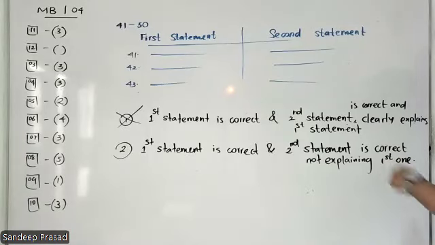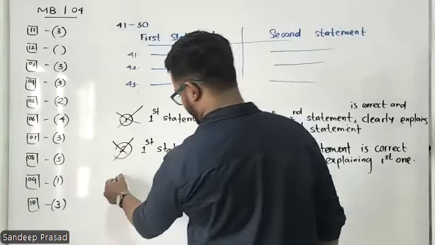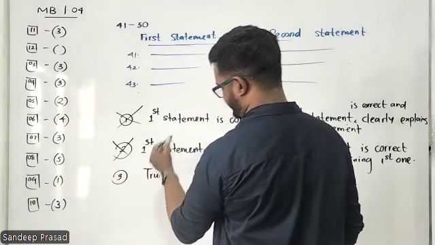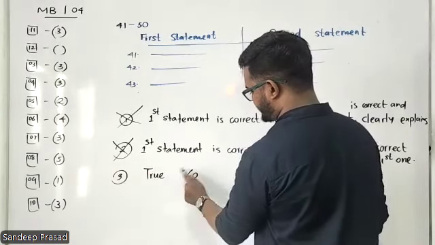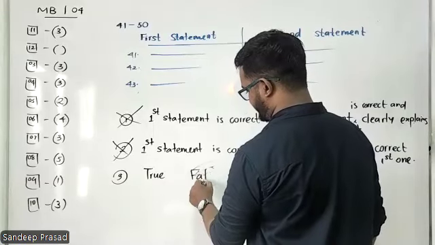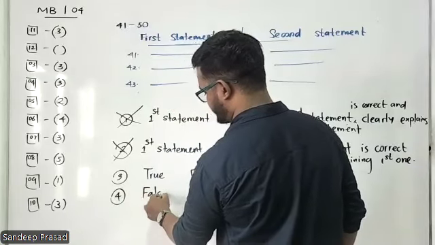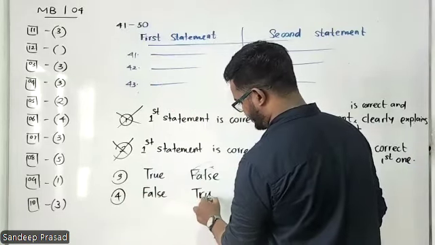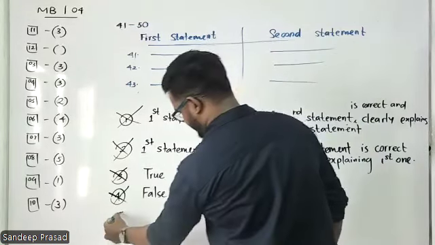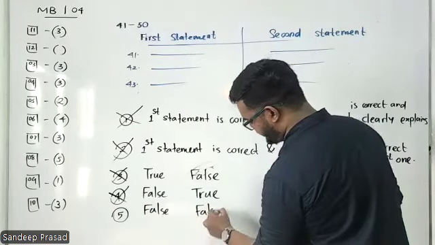Okay, that means no connection. Then the answer is, the third one: the first statement is true, the second statement is false. Then you have to choose answer number 3. Fourth one: the first statement is false, the second statement is true. Then the answer is number 4. Both the statements are false. Then the answer is number 5.